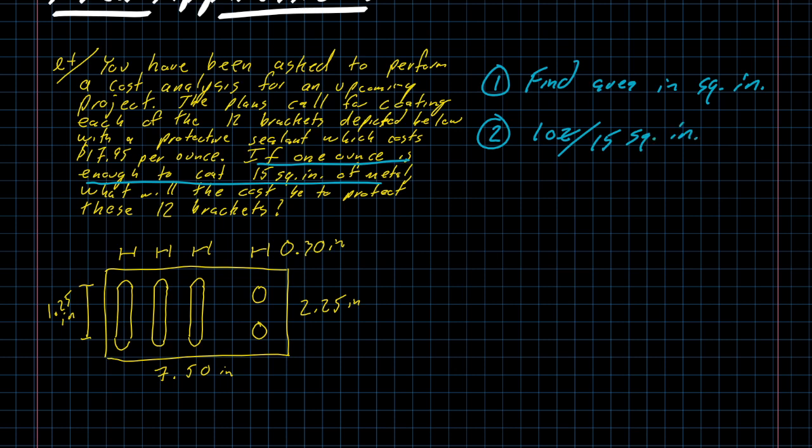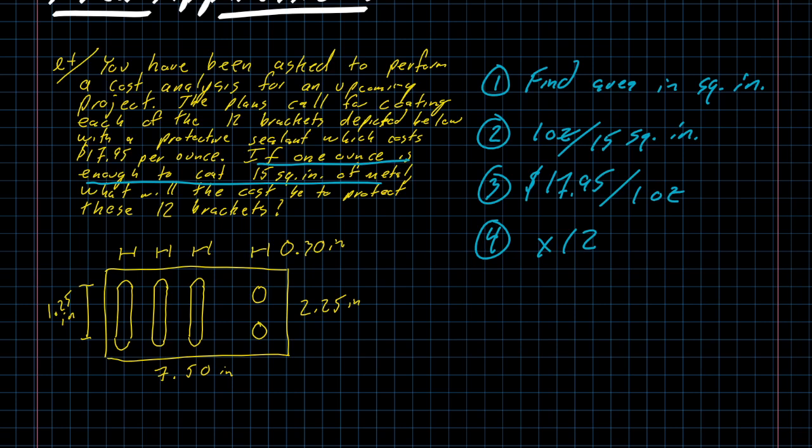I know that I'm going to use this material in the rate of 1 ounce per every 15 square inches. And then finally, I know that it is going to be $17.95 for 1 ounce. And I know that there are 12 of them. All right, so that gives me a 4-step process, the first step of which is finding the area.